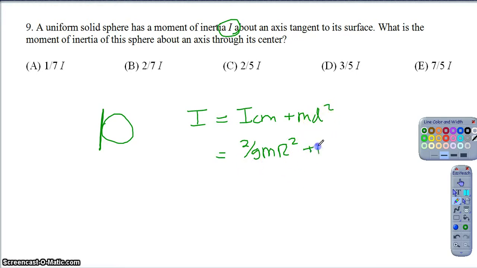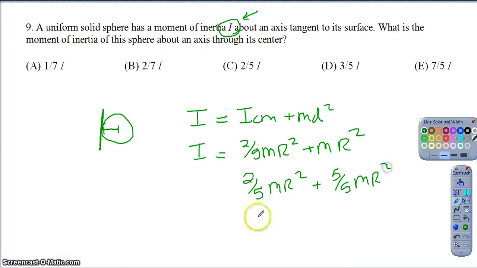And then over here, plus m, and then how far away is it? Well, isn't it a full radius away from the center of the circle? So it'd be r squared. So I have 2/5 mr squared plus mr squared, and they've defined that for me as I. They're asking, what is the moment of inertia about the center? What is it in terms of I about the center? If I look at this, what they're calling I is defined as 2/5 mr squared plus 1 mr squared. Well, wouldn't this be the same thing as 2/5 mr squared plus 5/5 mr squared? Doesn't that end up being the exact same thing?